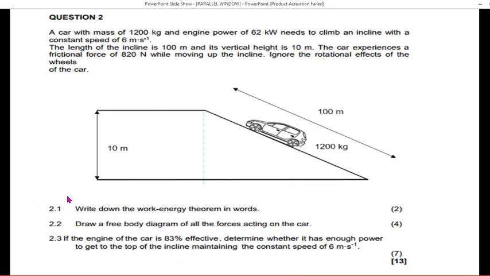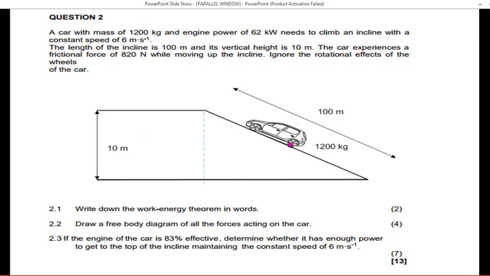Then we go to 2.2, which says draw a free body diagram of all forces acting on the car, and this one is 4 marks. So we see that this is the car. We can make a plan on the car. This car has an engine that is pushing it forward. The engine exerts an applied force up the plane, and we were also told that a frictional force of 820 newtons acted on this car.